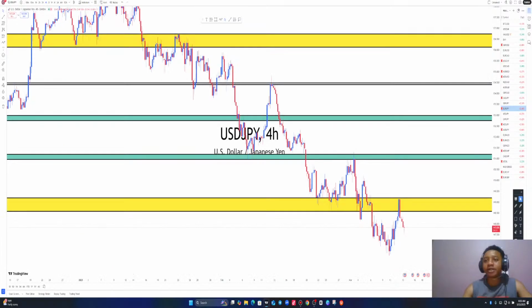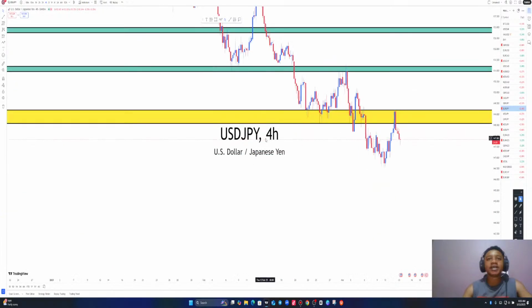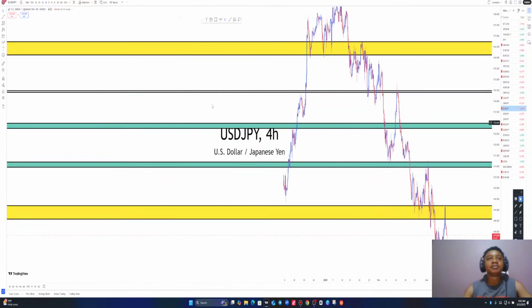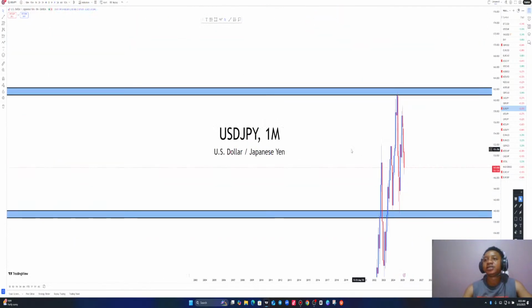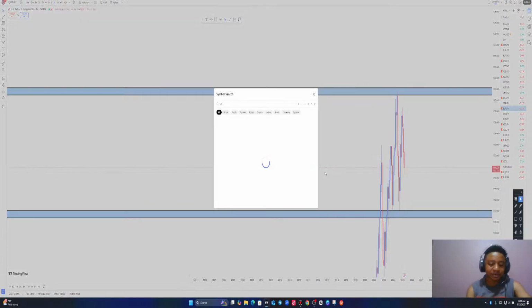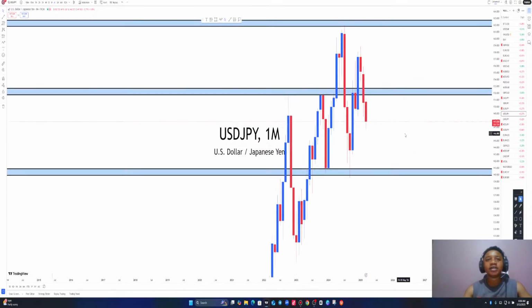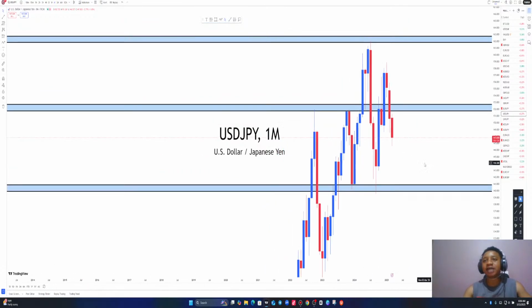All right. So we have USD JPY here. Is this the pair I want? Let me check on the monthly. No. This is not the pair. Let me search for another one. USD JPY, very quickly. All right. So this is USD JPY on the monthly time frame.